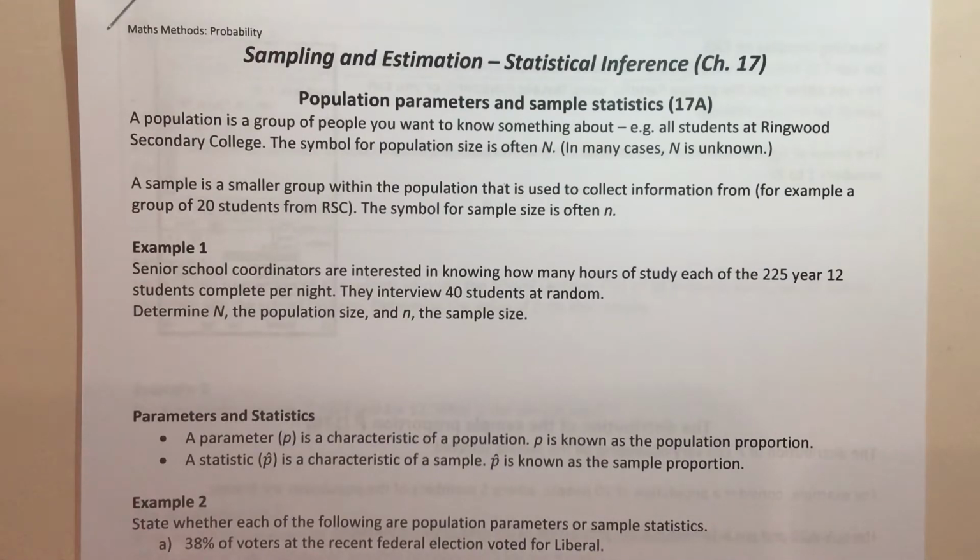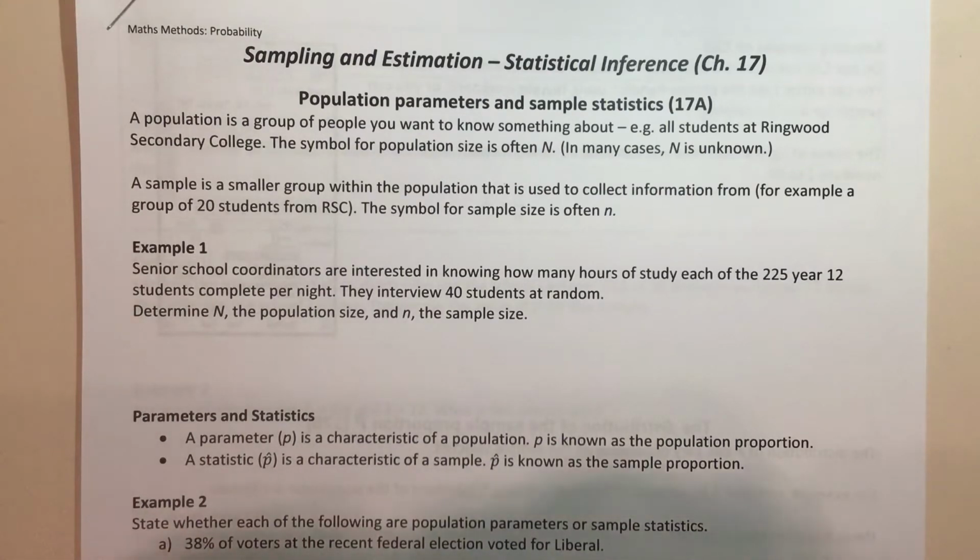In this video, we are starting Chapter 17, and Chapter 17 is all about sampling and estimation. So it's essentially about how you might have a really big population, a really big group of people or things that you want to find out some information about. But to save a bit of time, you take a smaller sample from that group, and you hope that's going to give you some information about the bigger population.